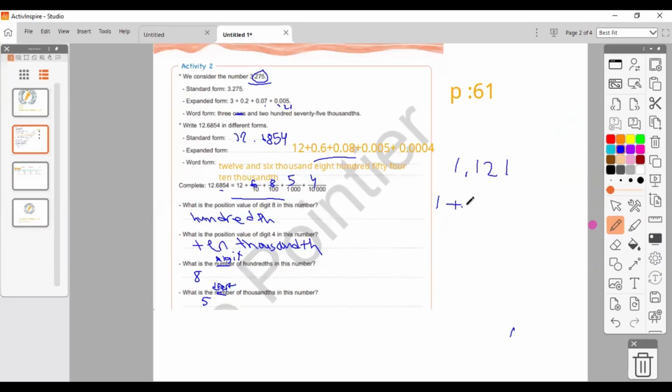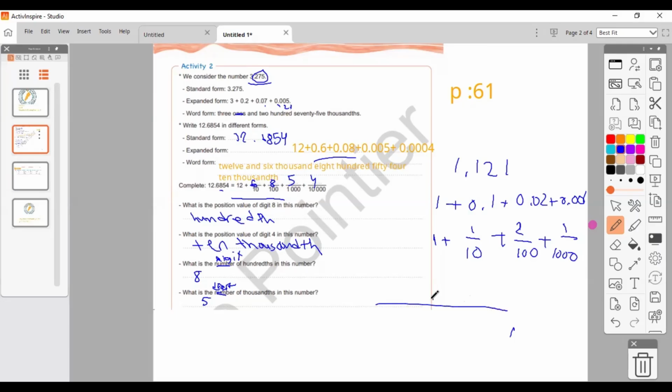I write 1 plus 0.1, okay, because the first number is 1. Plus 0.02, the second number is 2. Plus 0.001, this is the third number, so I should put 2 zeros, 0.00, then I write 1. This is the first way to write the expanded form. The second way, I can write it in this form: 1 plus 1 over 10, it's the tenth, plus 2 over 100, because 2 is hundredths, plus 1 over 1,000, thousandths.